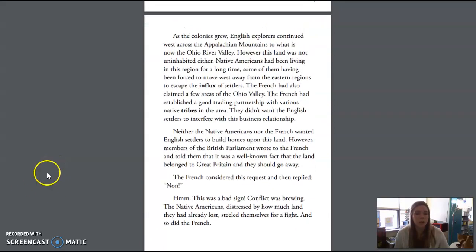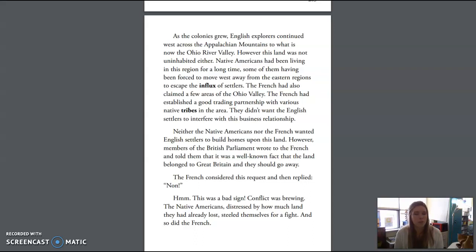As the colonies grew, English explorers continued west across the Appalachian Mountains to what is now the Ohio River Valley. However, this land was not uninhabited either. Native Americans had been living in this region for a long time, some of them having been forced to move west away from the eastern regions to escape the influx of settlers. The French had also claimed a few areas of the Ohio Valley.